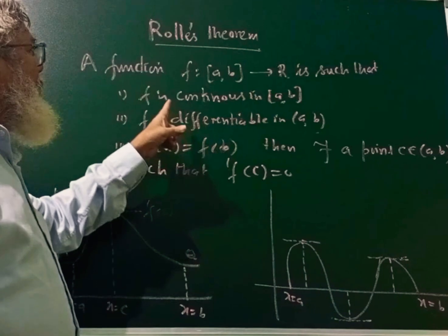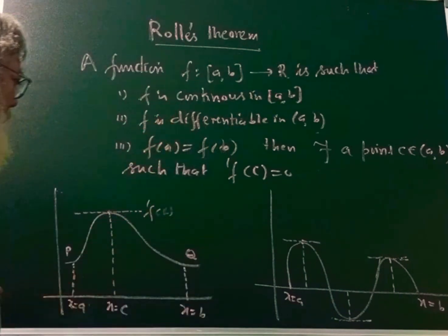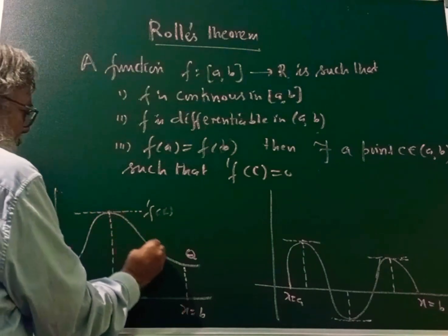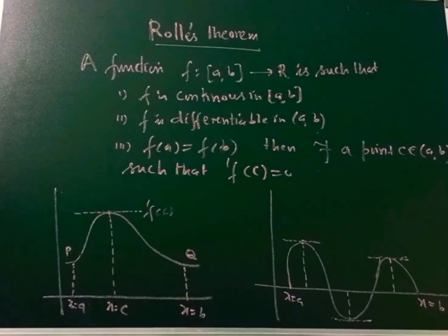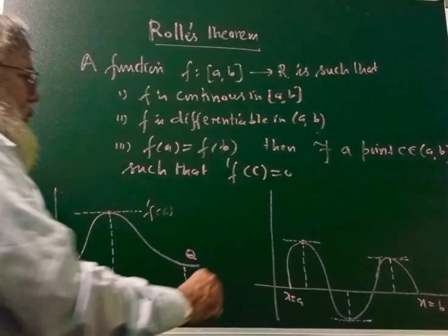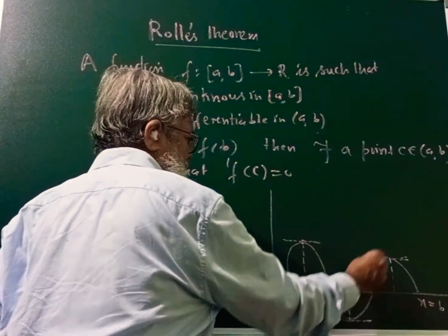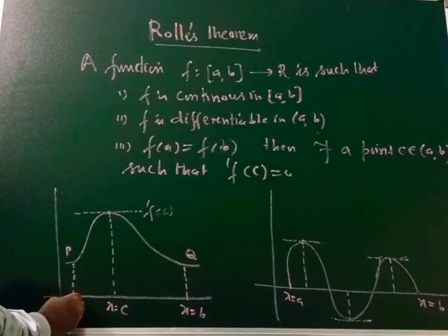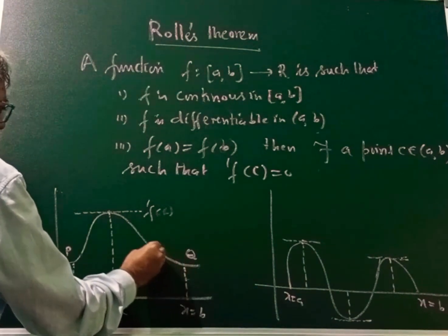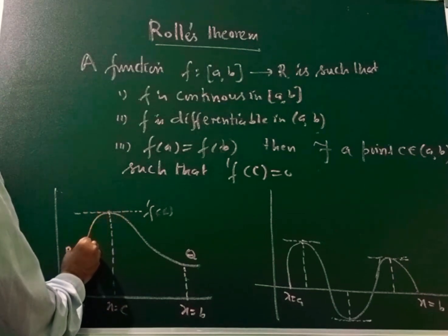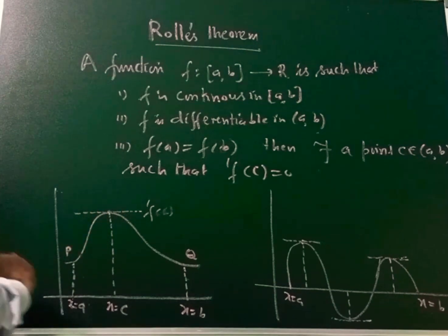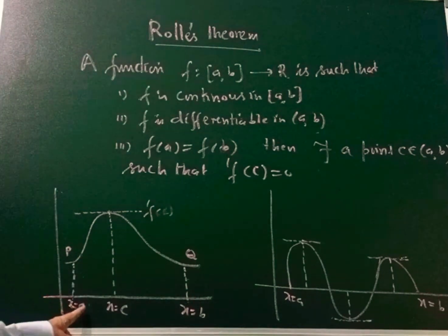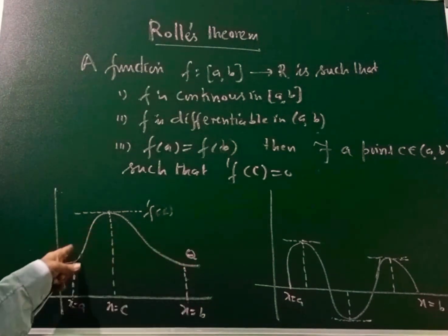And now continuous means, look at this, suppose this curve represents the function f, or we can take two examples. This is the function. We see that from a to b the curve has no break. That's why it is continuous in the closed interval [a, b], including the endpoints also. There is no break here.